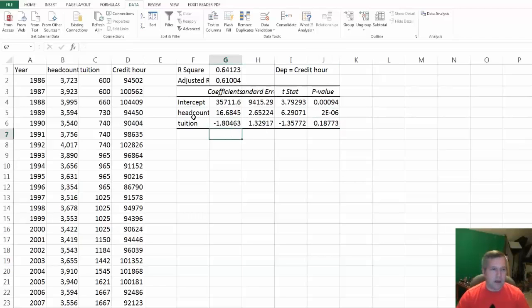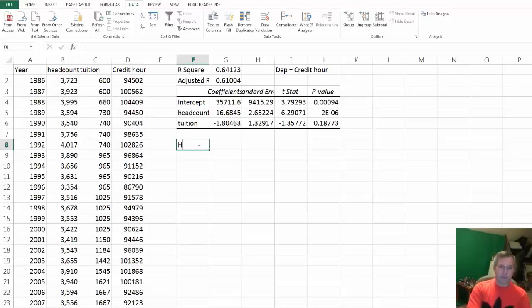That's nice. I would have expected the tuition to be negatively related. If the price goes up, people may not want to take as many classes, and that's negative, which is kind of nice. It's not quite significant though, 18, so it's above the 10% cutoff that we usually use. My head count is significant at 1%, so that's nice.